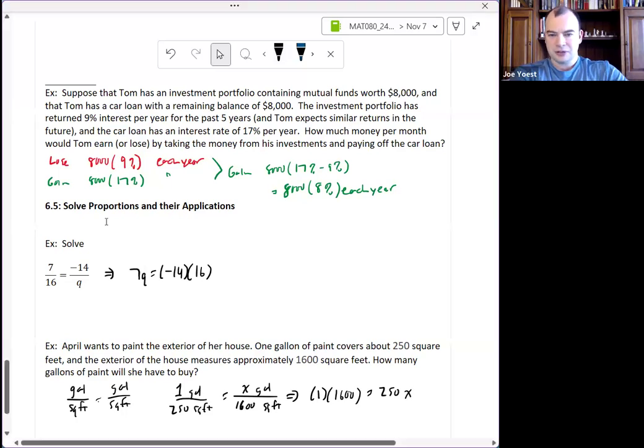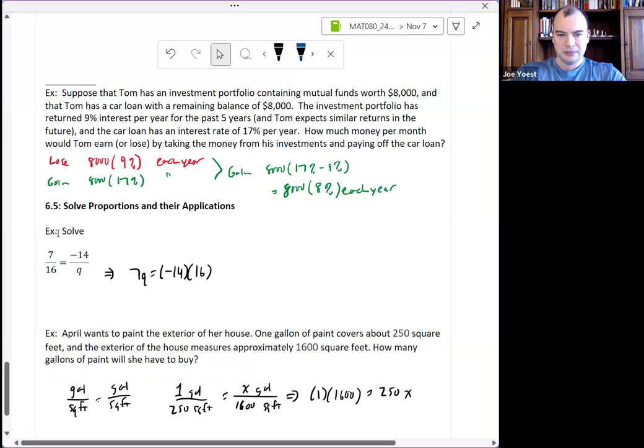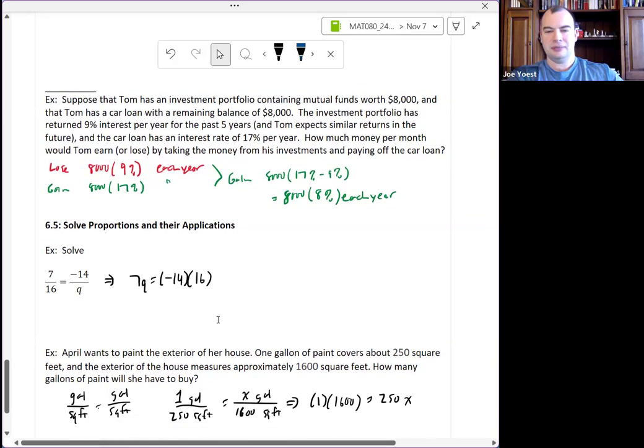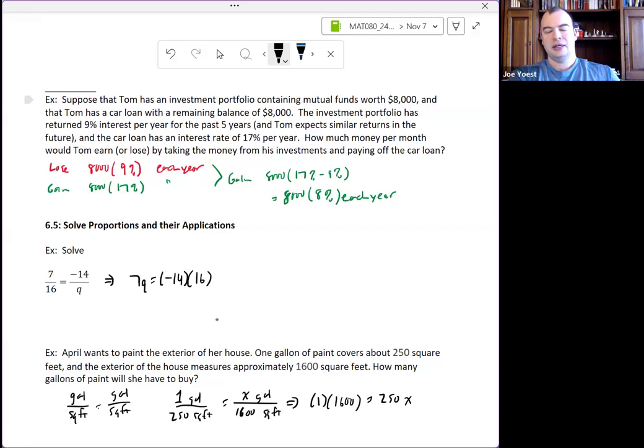All right, so in our last few minutes here, let's work through these problems. I don't think I need to shuffle too much here. So for the Tom choice, if he sells the mutual funds, takes that $8,000 out of the investment account and pays off the car loan with that, what would he lose and what would he gain?